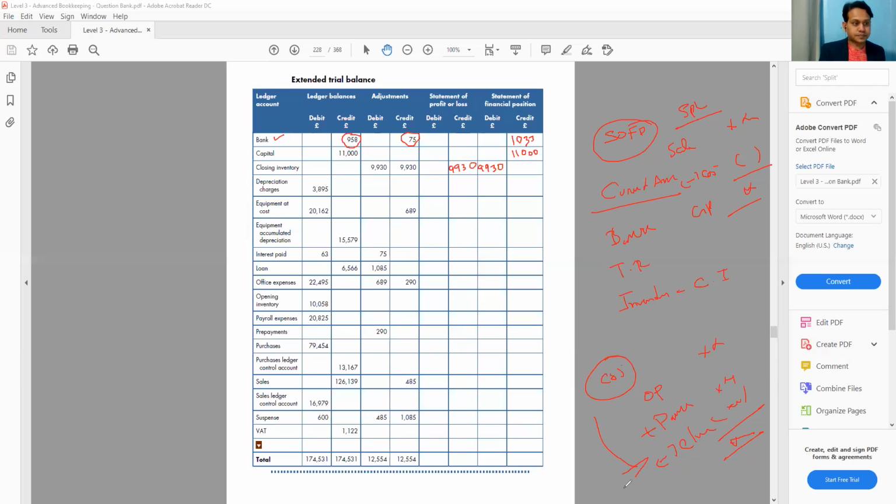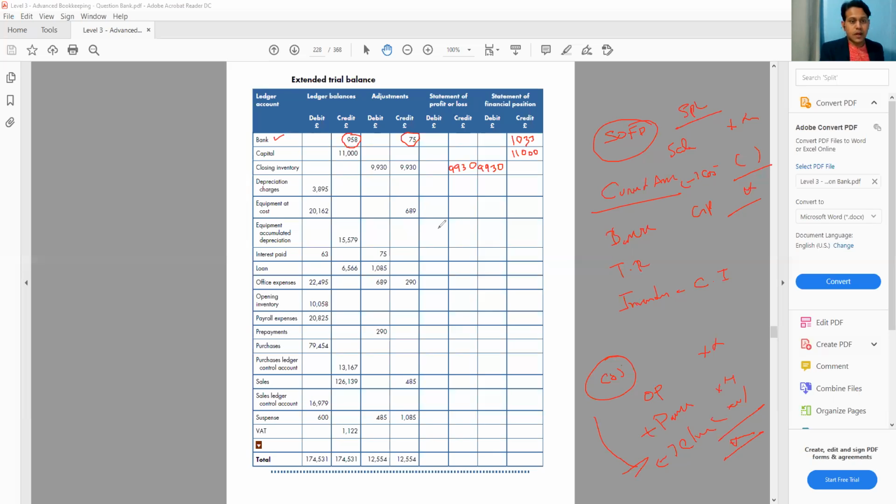All right. Let's talk about the next one, we have depreciation, 3895. Where will it go? Depreciation is an expense. Remember that depreciation is a non-cash expense, and that is always relevant to the statement of profit and loss account. So depreciation is always relevant to the profit and loss account.